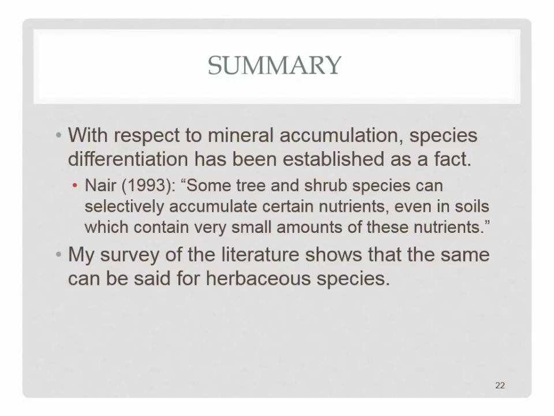Dr. Nair wrote in 1993 that some tree and shrub species can selectively accumulate certain nutrients, even in soils which contain very small amounts of these nutrients. What I conclude from my review of the literature is, even though there's not a lot of literature out there, there is evidence that the same can be said for herbaceous species that we often are using in small-scale agroforestry systems, especially as dynamic accumulators to help in mineral cycling.